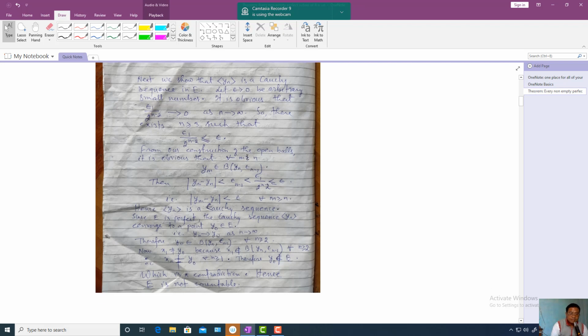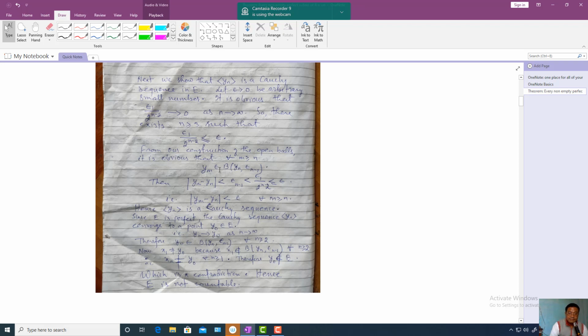Then from our construction of the open balls, it is obvious that for all m greater than or equal to n, ym will be a member of the open ball centered at yn with radius epsilon n minus 1. This is from our construction, because the first open ball contains the second open ball, so every member of the second open ball is a member of the first. Because of that, ym is a member of the ball centered at yn with radius epsilon n minus 1, provided m is greater than or equal to n.